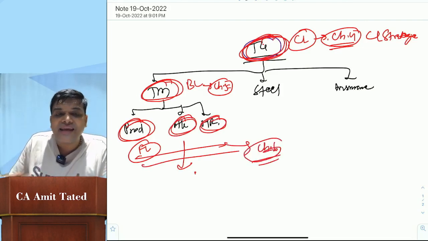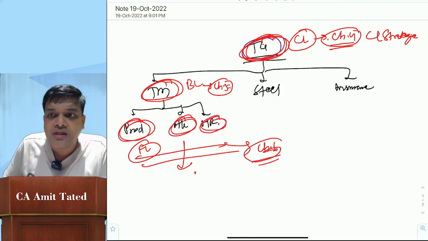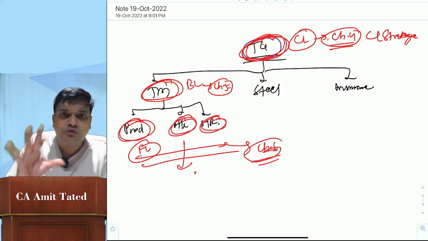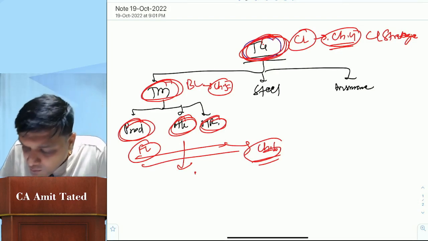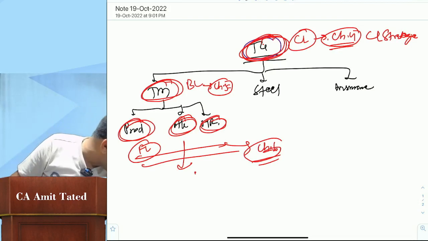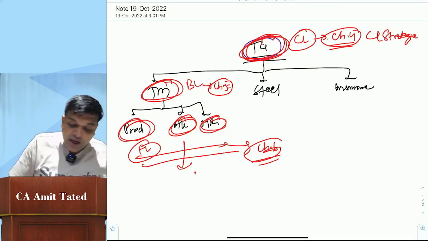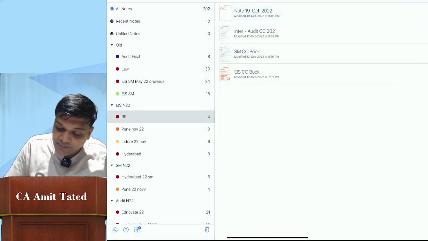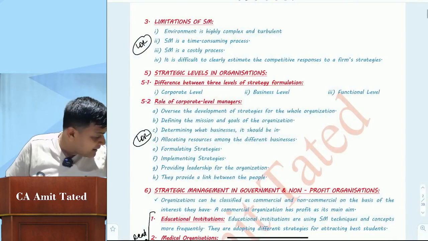So remember, if I ask you who formulated the strategy, make sure all three levels are formulating strategy. Everybody clear? All three levels are formulating strategy. Make sure you understand this. Don't get confused with this answer, because this is something that always happens. Many times students get confused.